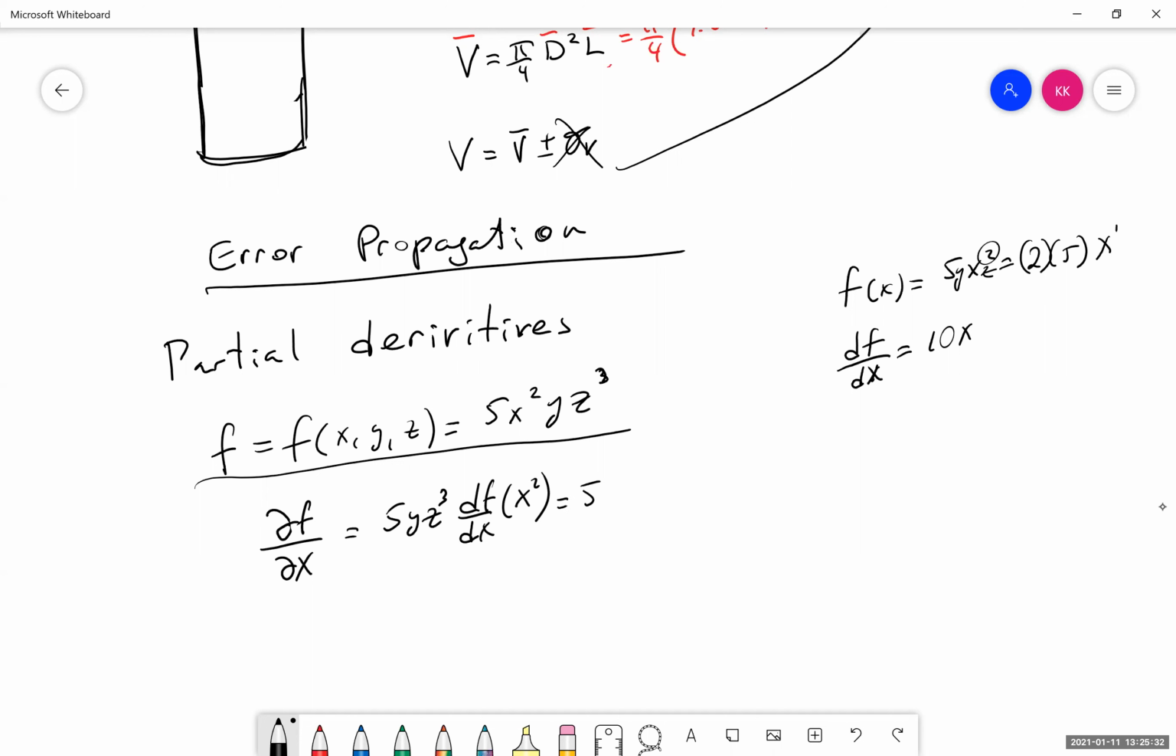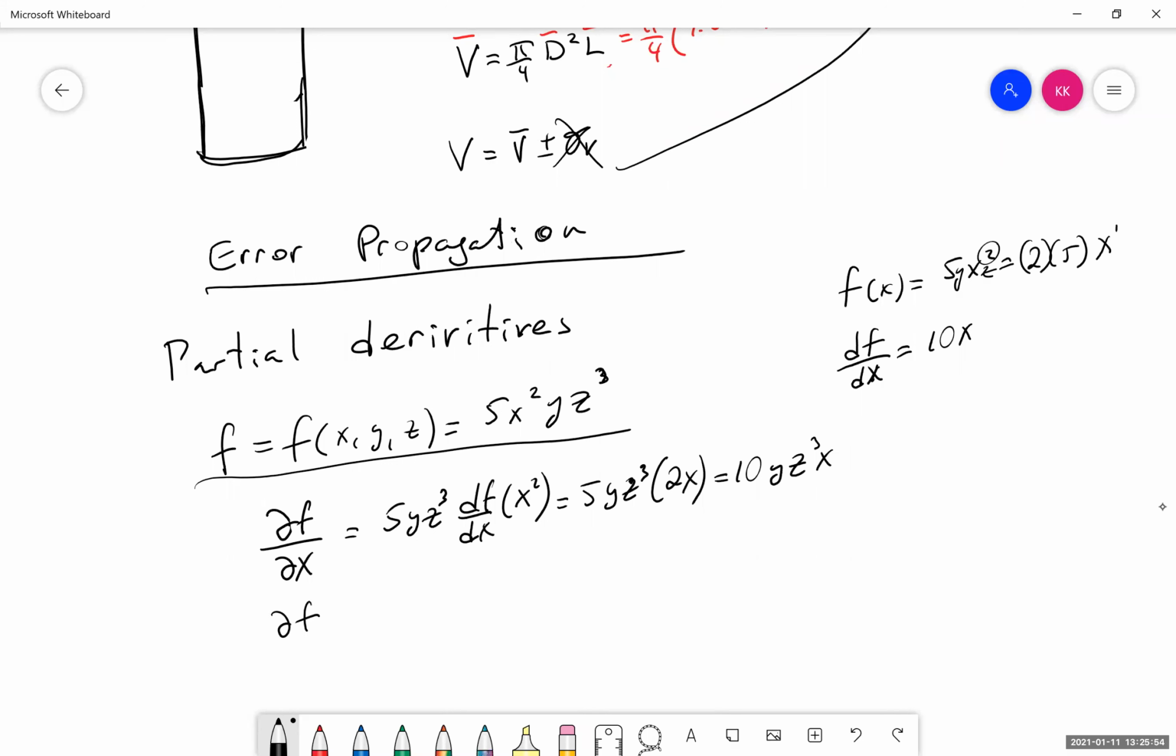So then I'm going to get 5yz cubed, then the derivative of x squared just gives me 2x. Then I can say this is 10yz cubed x. So this will be my partial derivative of f with respect to x.